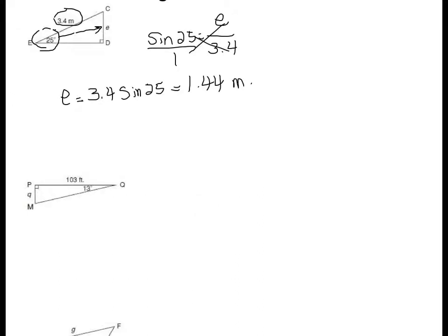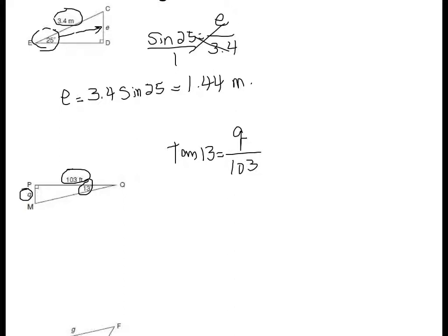Okay, in the next problem, I have to find Q. I know the angle, assuming side Q is already known, which is opposite. And I know this side, which is the adjacent. So angle, opposite, adjacent. Going back to the trig ratios, angle, opposite, adjacent is tan. So I'm going to say tan 13 is equal to opposite, which is going to be Q over adjacent, which is 103.